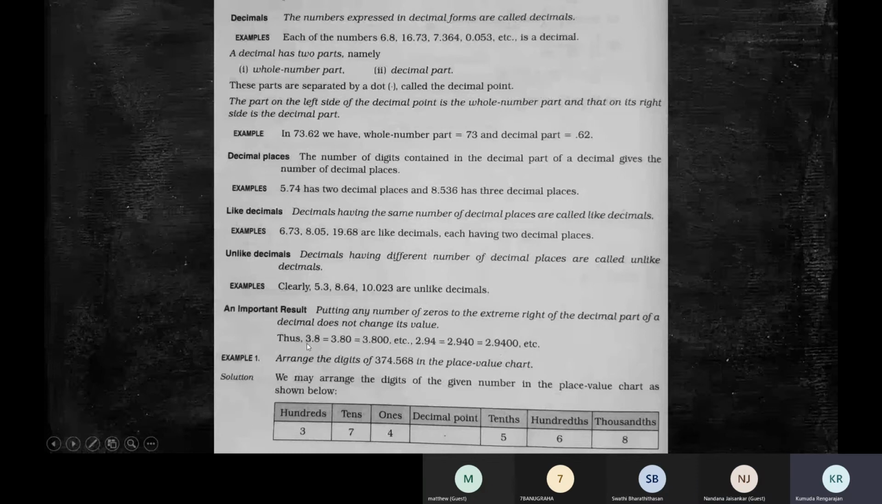Adding zeros to the right or left also will not change the value. Now, you can write 3.8 as 03.8 also. Adding zeros to the extreme left or extreme right will not change the value of the decimal. When you take 5.3, if you write this as 05.30, it is the same as 5.3. You will not change the value of the decimal.